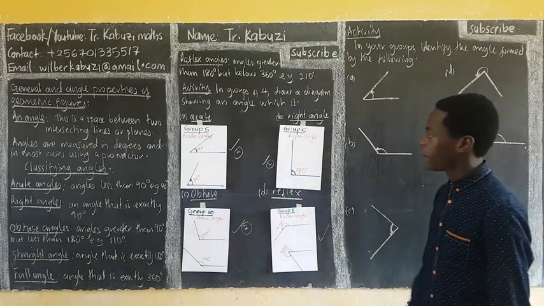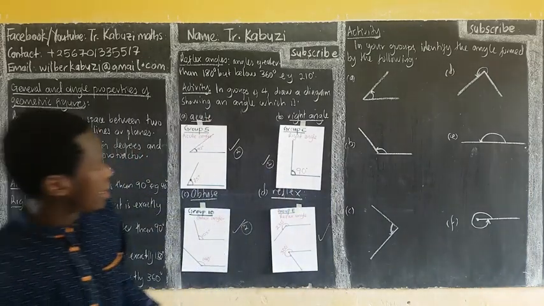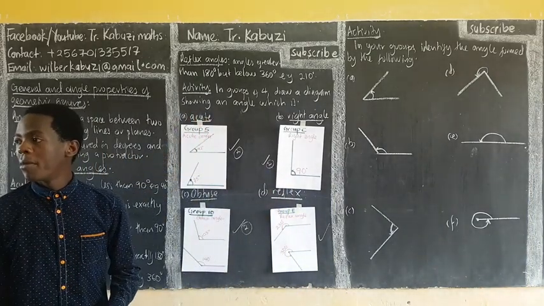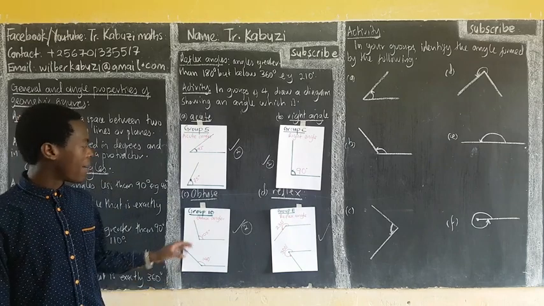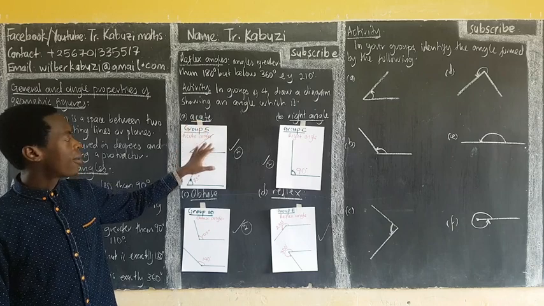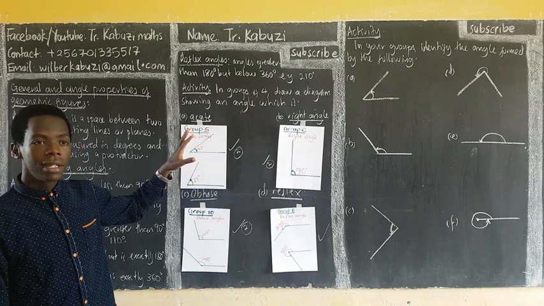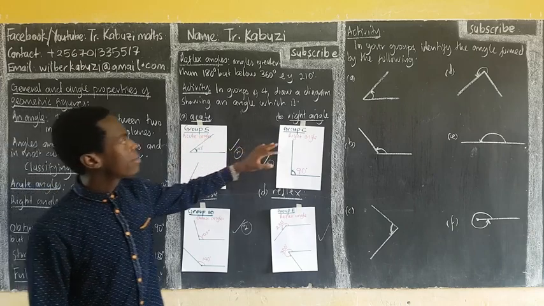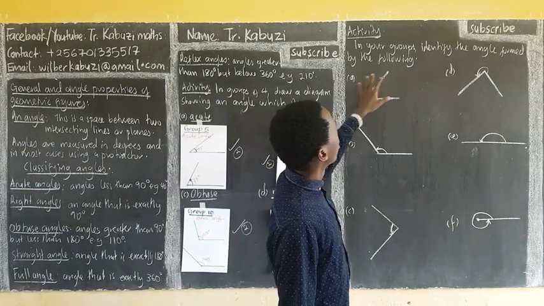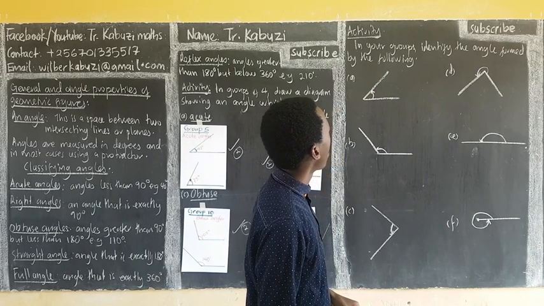So is there another group? Are all groups having 8 out of 8 each? We are giving 2. How many? Okay, that's a good number. Is there anyone who doesn't know how we get these acute angles? Okay. Now let us come to this. In your groups, identify the angle formed by the following.